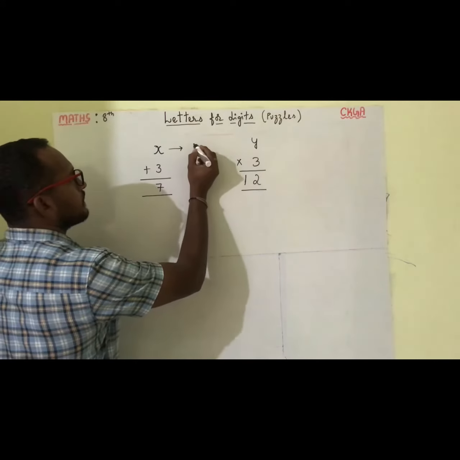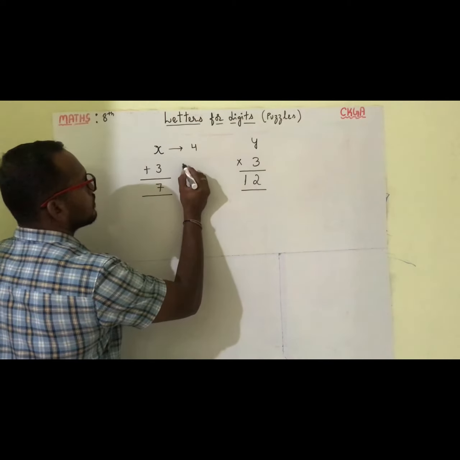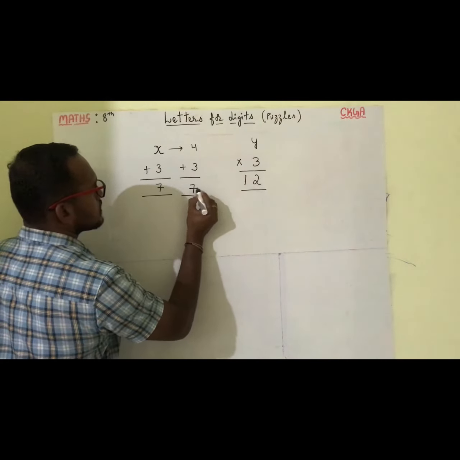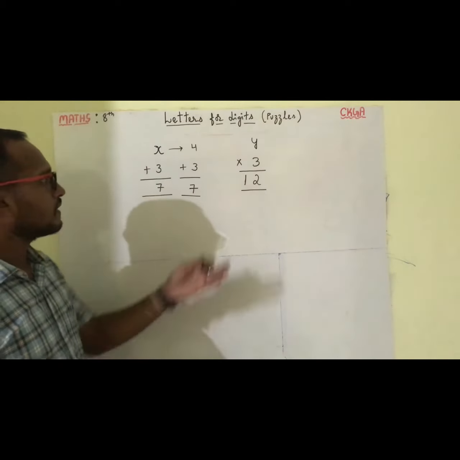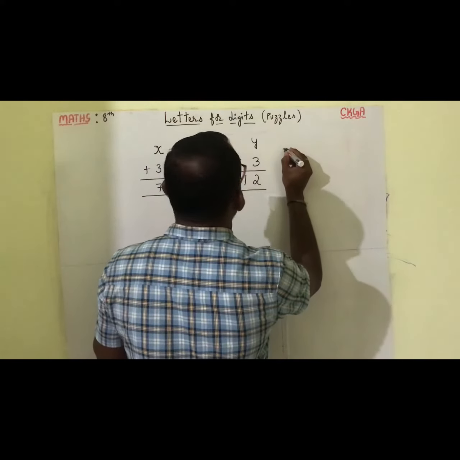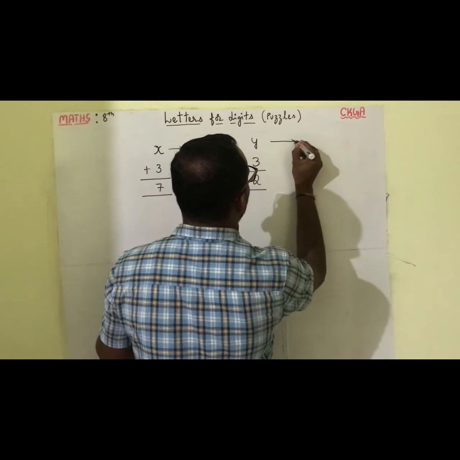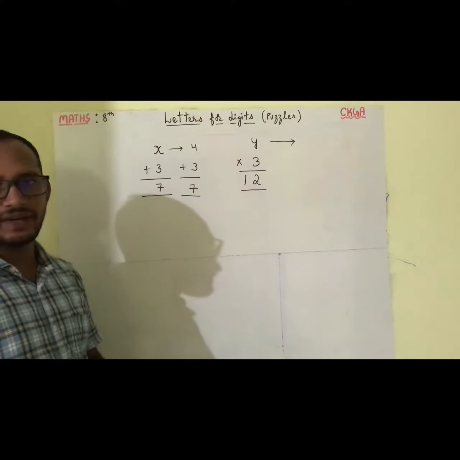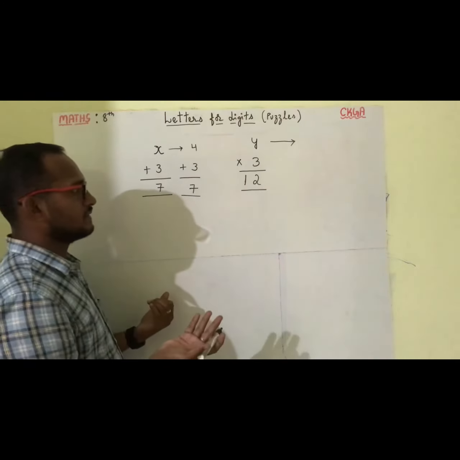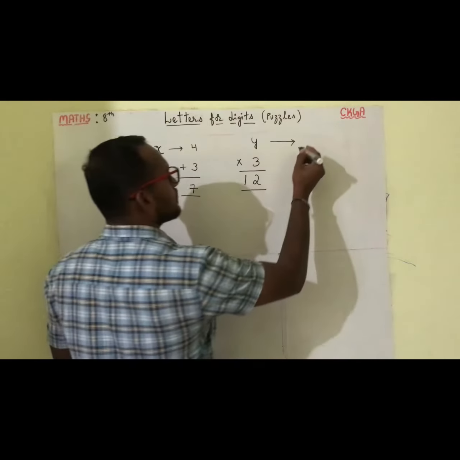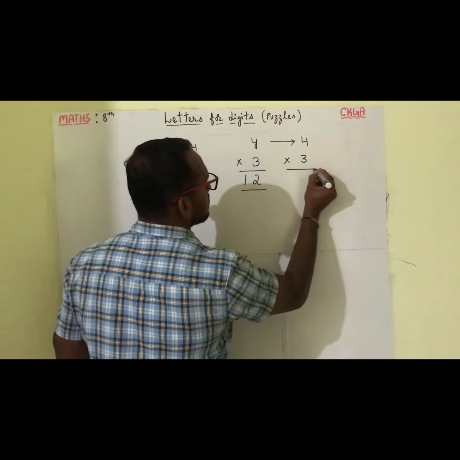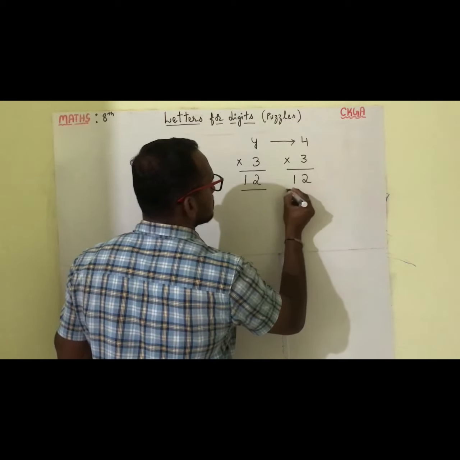So in the place of x, if you take 4, 4 plus 3 is 7. Yes, you got it. What about this one? Again, you have to think in this way. What y makes it give 12? When you multiply y with 3, that should be 12. The answer is simple. That could be 4 itself. 4 into 3 is 12.